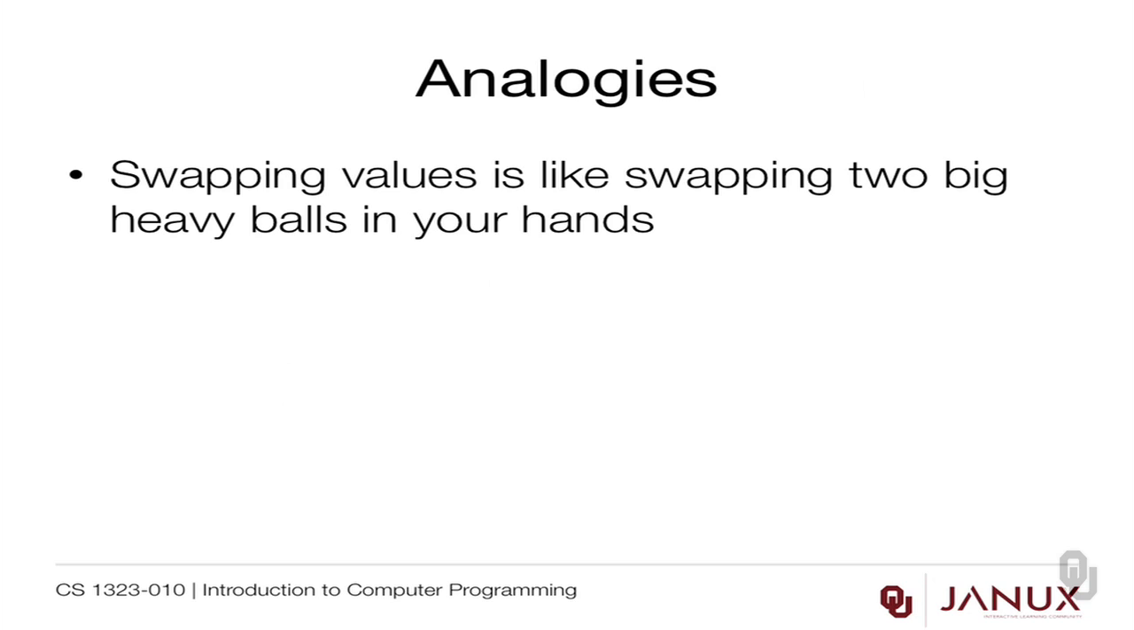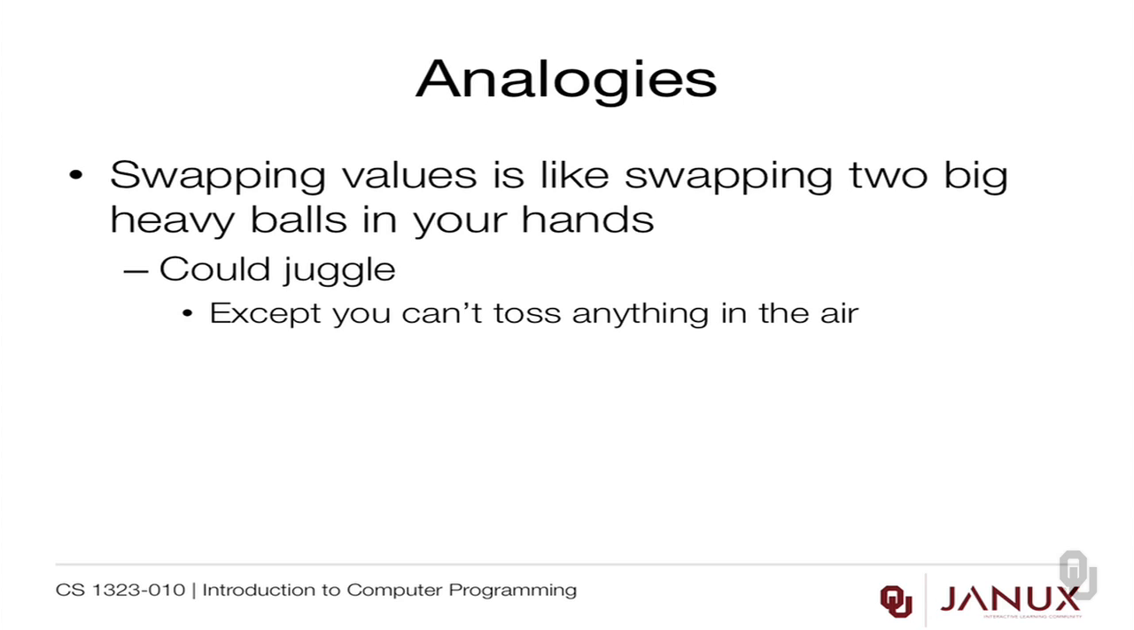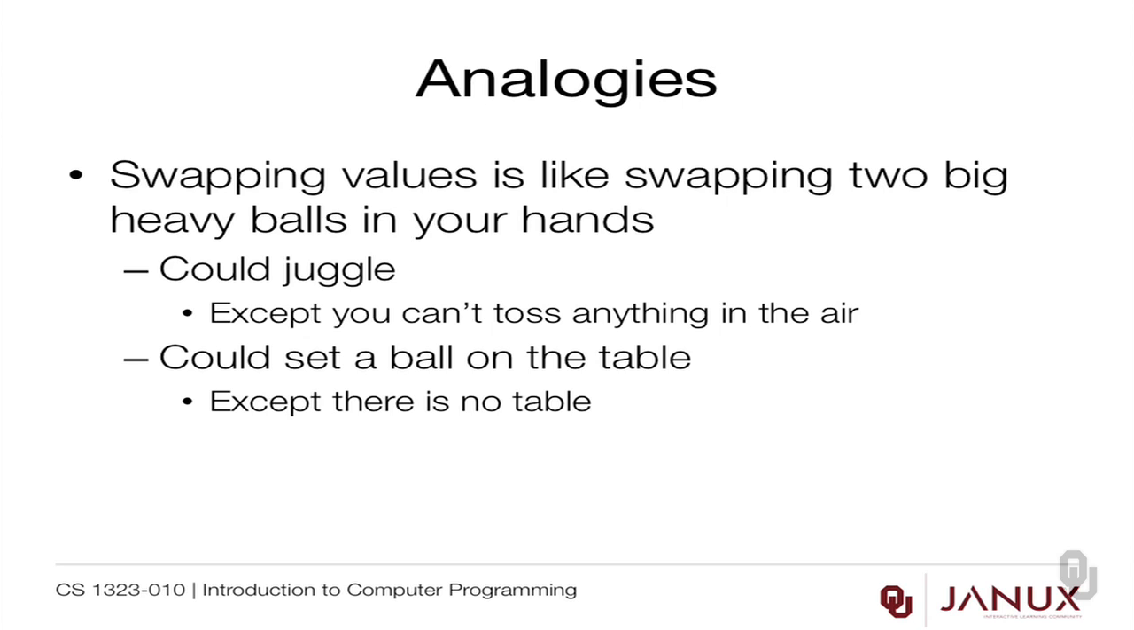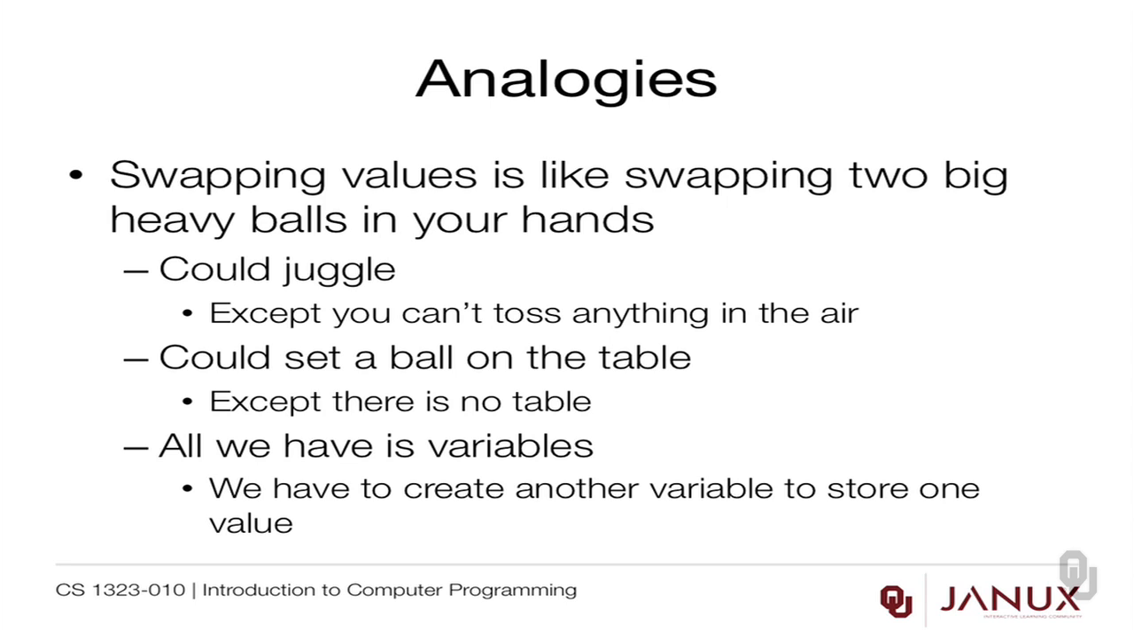So swapping values is like swapping two big heavy balls that are in your hands. You could juggle them, but the problem is we can't toss anything into the air because there is no air in a computer program. You could set a ball on a table, but we don't have a table either. So all we have is variables. What this means is that we have to create another variable to store one of the values. There is absolutely positively no other way to swap values.